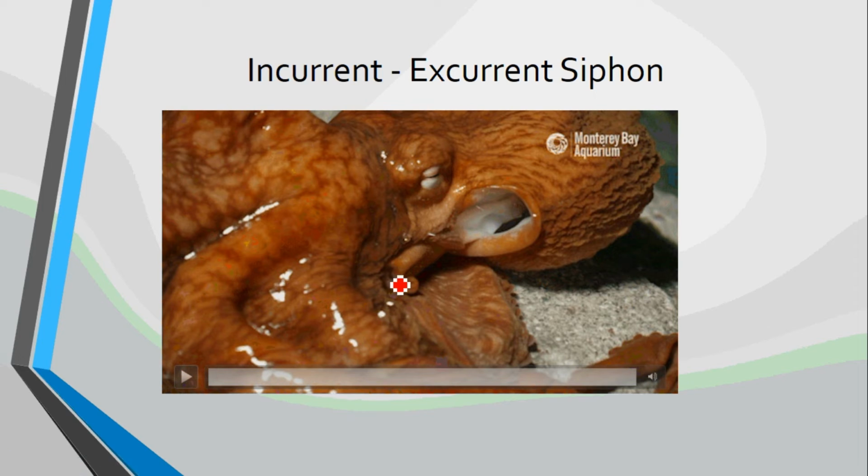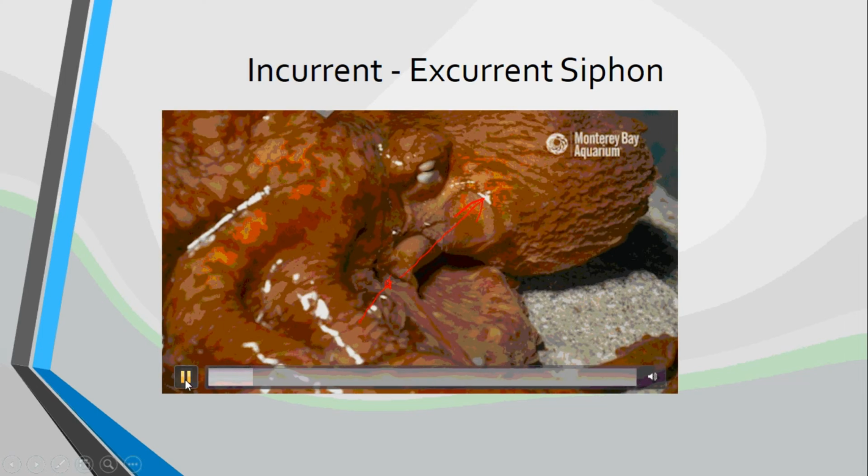So the water comes out of the siphon here, pushes water this way, which then will cause the octopus body to go that way. And that's how they use their incurrent and excurrent siphon to swim. So I'll play this a couple times here and we can watch it.